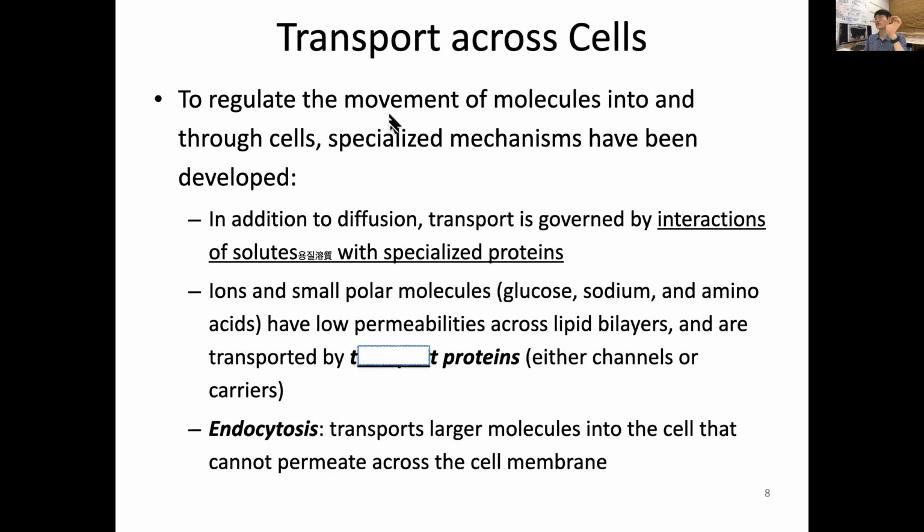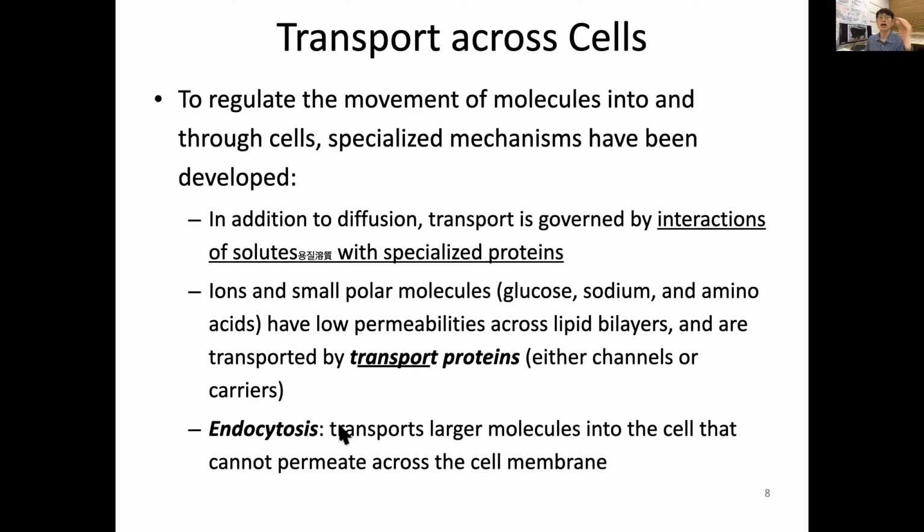To regulate the movement of molecules into and through cells, we need specialized mechanisms. So in addition to diffusion, transport is governed by interactions of solutes with specialized proteins. Ions and small polar molecules such as glucose, sodium, and amino acids actually have low permeabilities across lipid bilayers, which have a hydrophilic head, which faces the water, and inside there is a hydrophobic part. And so these ions and small polar molecules are transported by transport proteins, either channels or carriers.